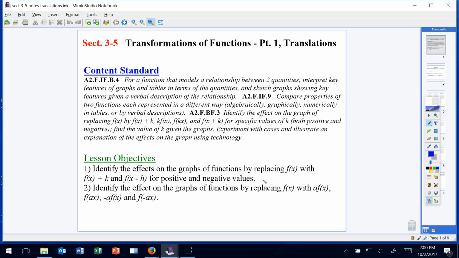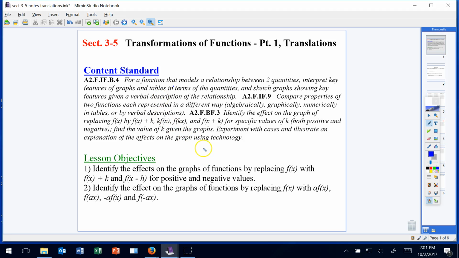Section 3.5, we're dealing with transformations of functions. We looked at the family of parent functions in our last lesson, and transformations involve moving or flipping, we call that reflecting, or we could do what is called a dilation, which involves changing the size of a particular graph, but not the shape of the graph.